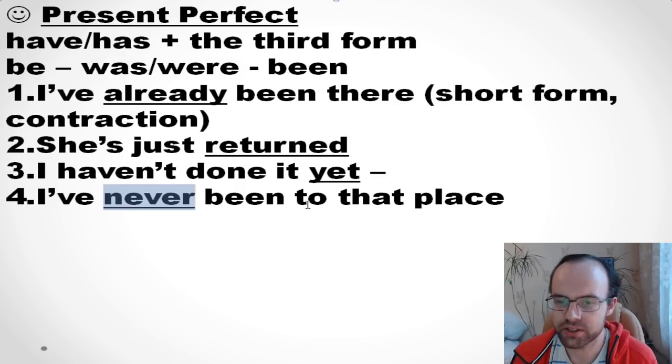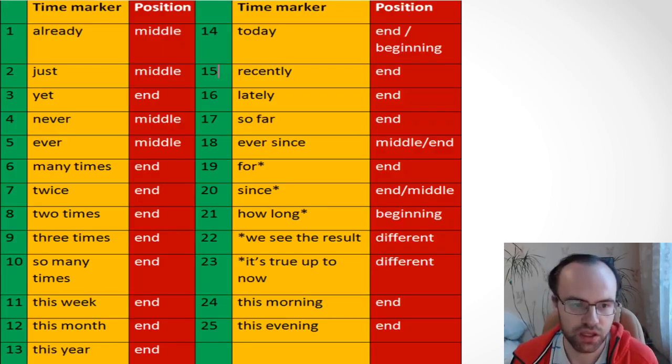And please remember that in present perfect we use been to. If it were past simple, we would say I was in that place maybe 2 years ago, because you know that we use past simple with ago and last year. But with present perfect, we use been to. I've never been to that place.